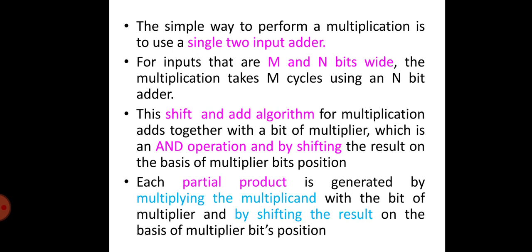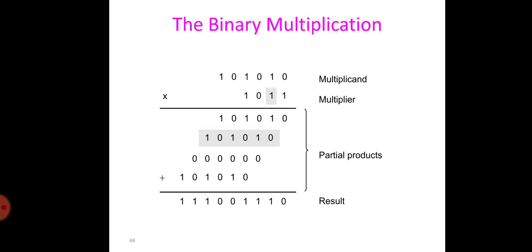Now let us consider two unsigned binary numbers x and y that are m and n bits wide respectively, and to introduce the multiplication operation it is useful to express x and y in the binary representation. That is, x can be written as the summation of i equal to 0 to m minus 1 of xi 2 to the power i, and y is equal to the summation of j equal to 0 to n minus 1 of yj 2 to the power j, with xi and yj belonging to 0, 1.